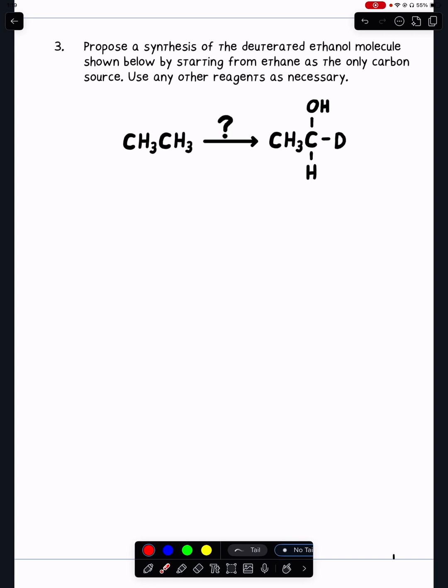All right, so we have to propose this synthesis, and we're allowed to start with ethane, this molecule here, as our only carbon source. Well, we're going to work backwards, okay? We're going to start with the product and work our way backwards here. So let me redraw this product right here. And we're just going to take this apart and figure out what reagents can be used to make this specific alcohol with deuterium in that position.